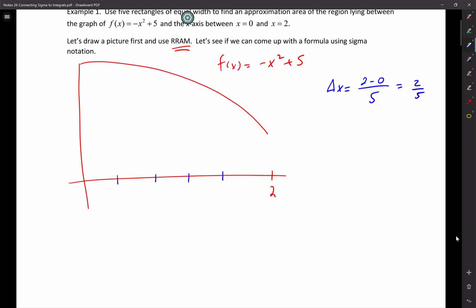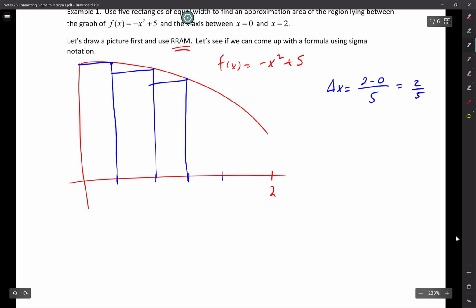So put a point up here. There is my first rectangle. Here is my second rectangle. My third. My fourth. And my fifth.